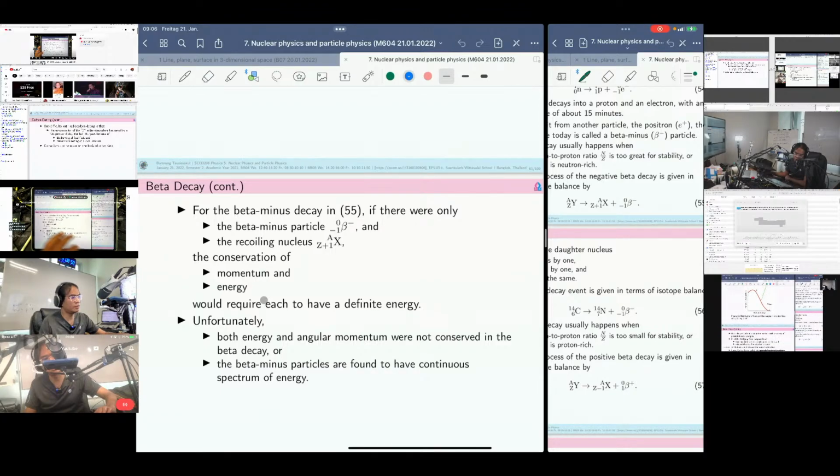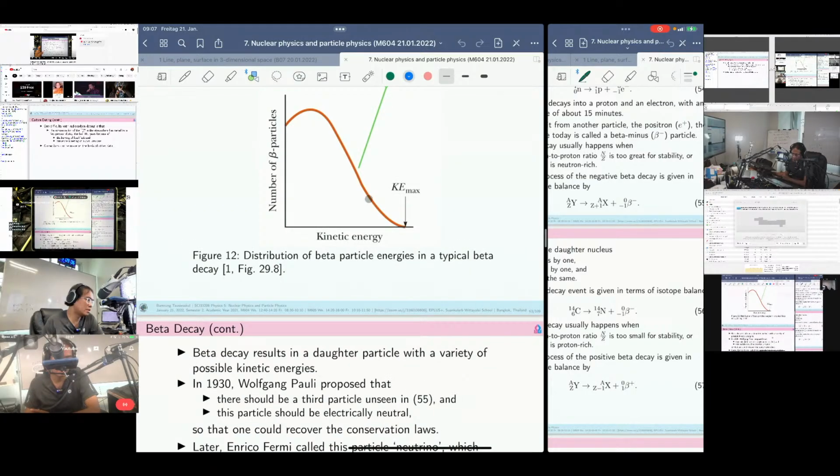The power spectrum of the emitted beta particle is not continuous. So there should be something wrong. Okay, and Wolfgang Pauli said there should be another particle on the right-hand side, apart from the electron or the beta particle.